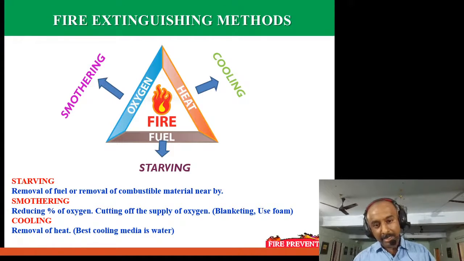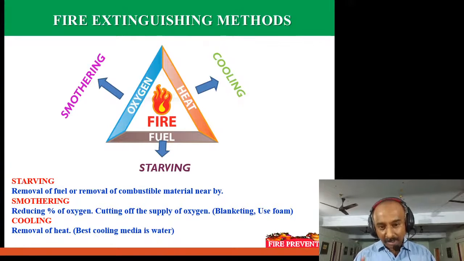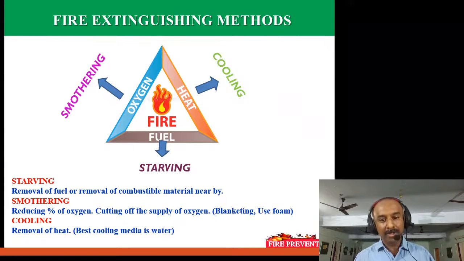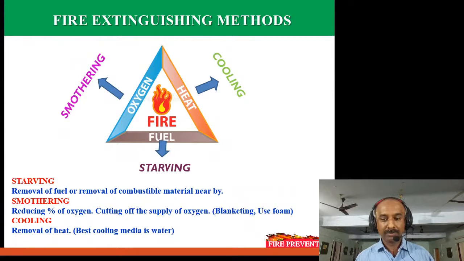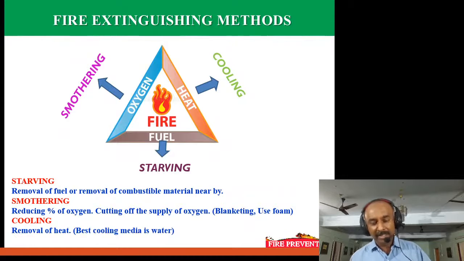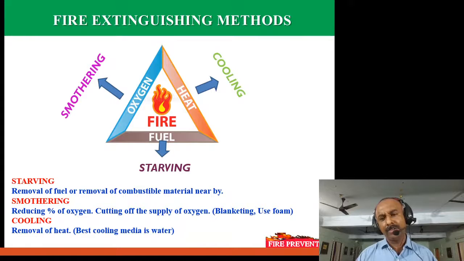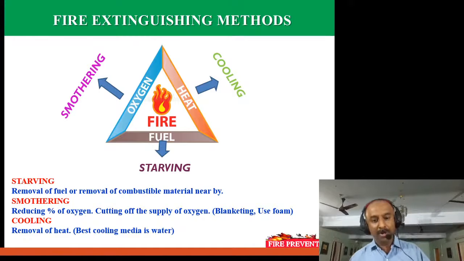The second method is called smothering. What is smothering? Reducing the percentage of oxygen or cutting off the supply of oxygen. As we know, the fire consumes oxygen from the air. If the oxygen is cut off, you are able to control or put out the fire. An example is blanketing; it does not require any specialized equipment. We can use some wet cloths and cover the fire zone to control the fire. This is a simple method. So cooling is nothing but removal of.